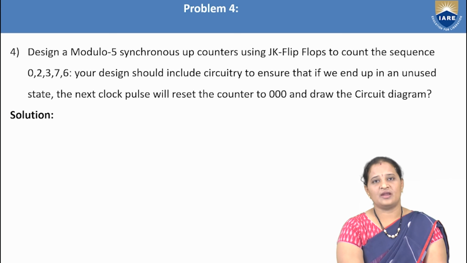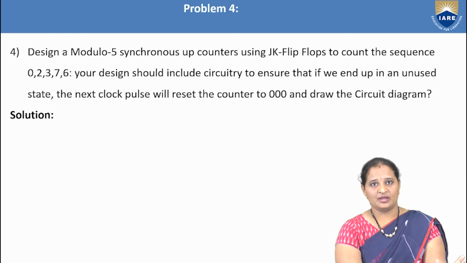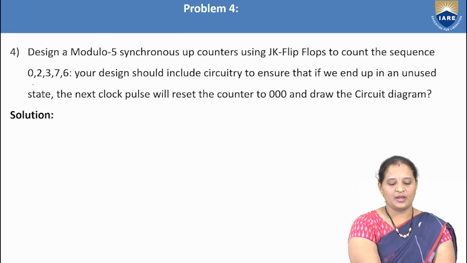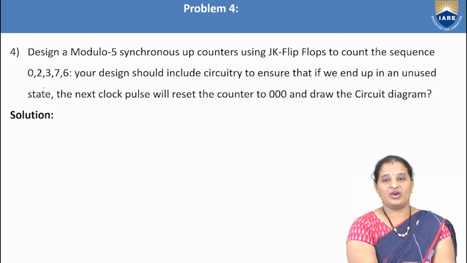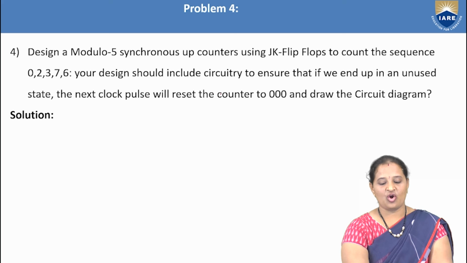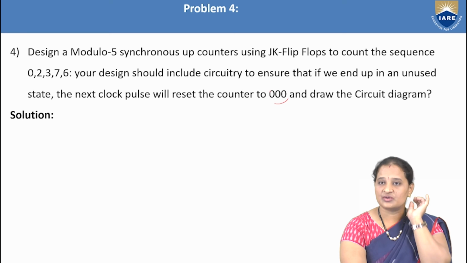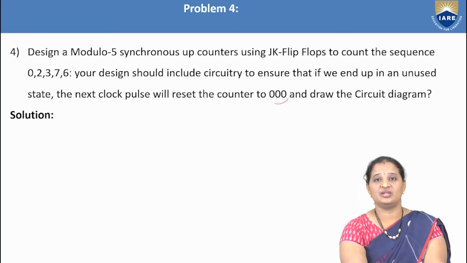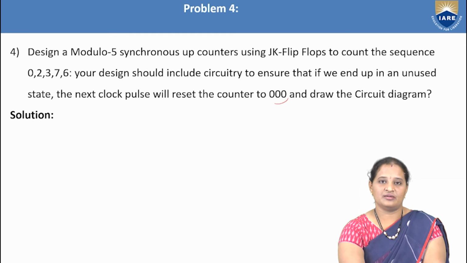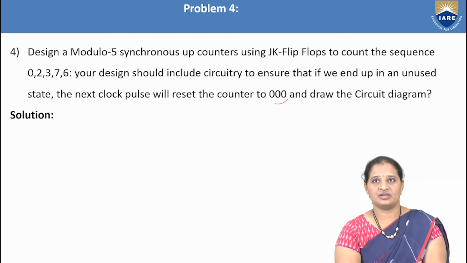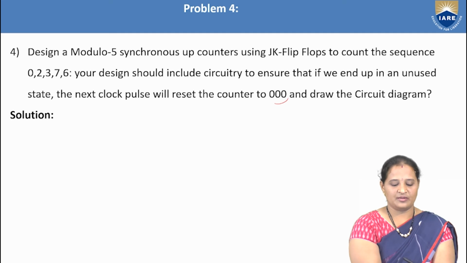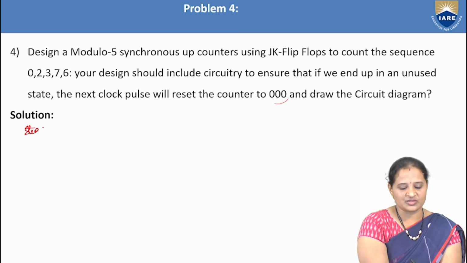Similarly, we can also design a synchronous counter using JK flip-flops, which can undergo a sequence of count, that is 0, 2, 3, 7, 6, where we should consider that for the next clock pulse, when the unused states are occurring, the counter has to go back to its initial state 0, 0, 0. This is an example of synchronous counter design.